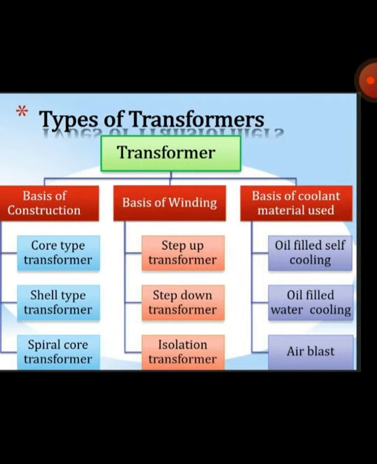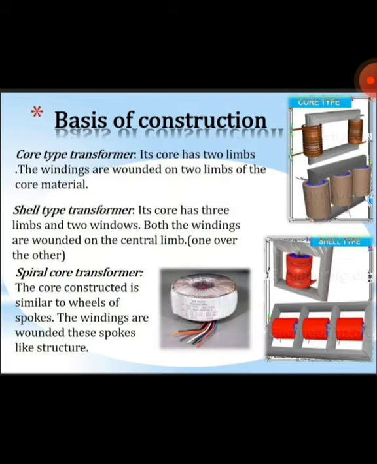Types of transformer. On the basis of construction, there are three transformers: core type, shell type, and spiral core transformer. On the basis of winding, there are three transformers: step up, step down, and isolation transformer. On the basis of coolant material, there are three transformers: oil filled self cooling, oil filled water cooling, and air blast.